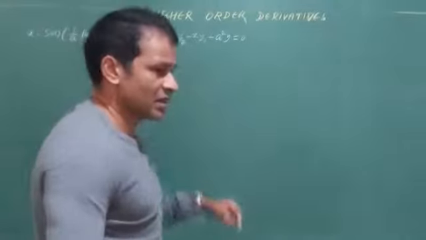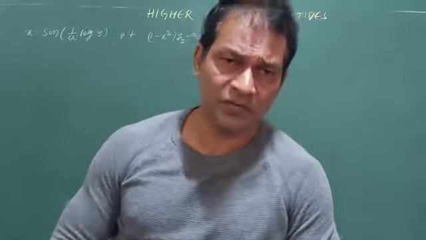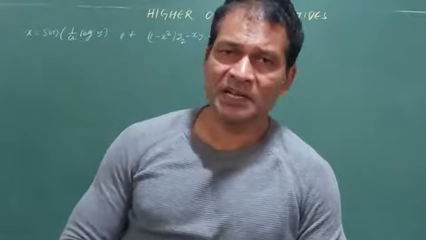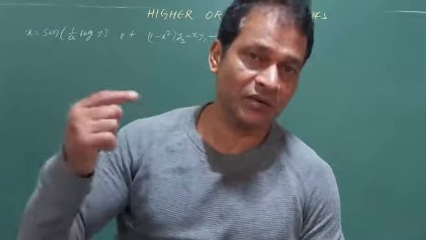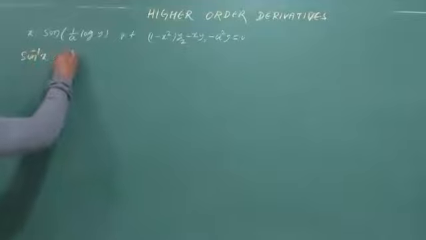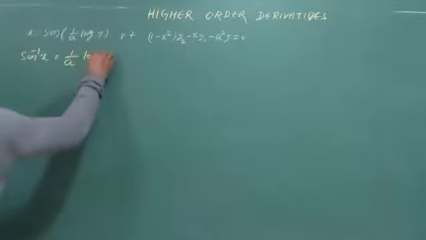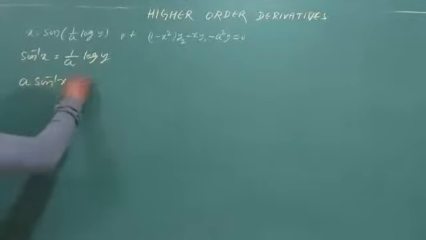1 minus x square. Now I have to think: 1 minus x square is a part of whose derivative? Under root 1 minus x square is a part of sin inverse x derivative or cos inverse x derivative. That I have to think now. So what will I do here? Sin inverse of x is equal to 1 by a log y. And what I told, don't keep any constant or variable in the denominator. Multiply a to this side. a sin inverse x is equal to log y.